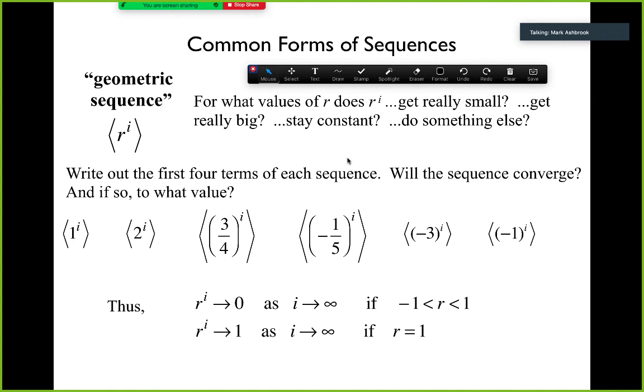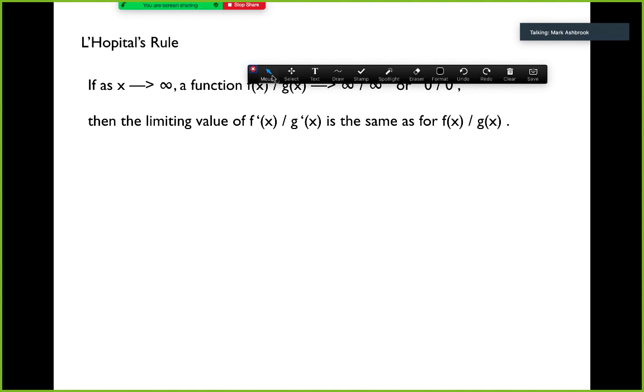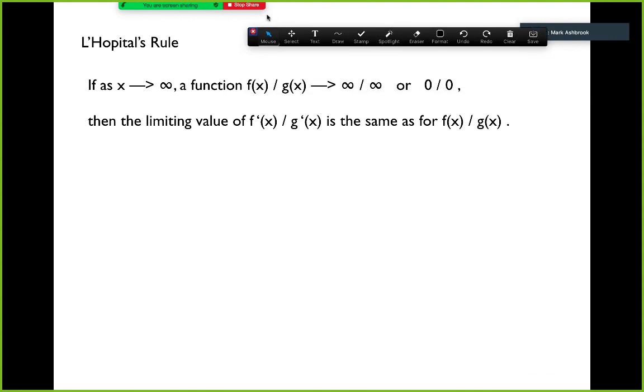Okay, so let's talk about another technique for analyzing sequences, and that is L'Hopital's rule. L'Hopital's rule is normally used for continuous functions, but it works perfectly well for sequences too, because with a sequence you're just looking at discrete values, whereas with a function you're looking at continuous values, but it's the same effect in the end.